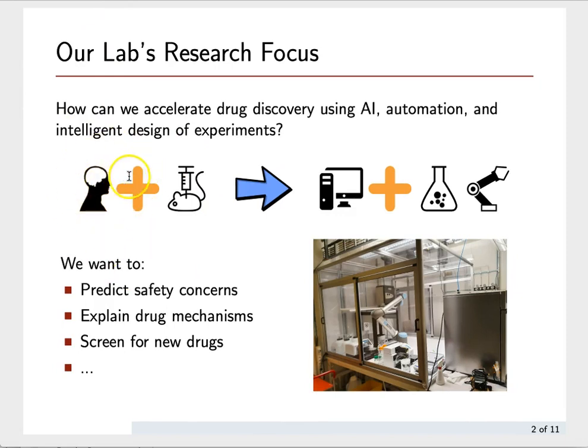Scientists use their knowledge and intuition to plan the experiments and decide what to try next. We would like to automate part of that knowledge so that a computer-guided system can help us with predicting safety concerns, explain drug mechanisms, screen for new drugs, and many other things. As you can see here, we currently have the equipment, but how do we go about designing the software that will run this automated lab?